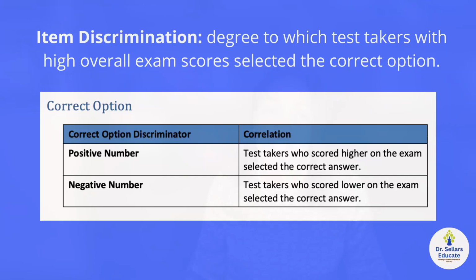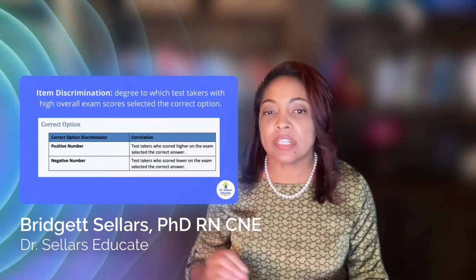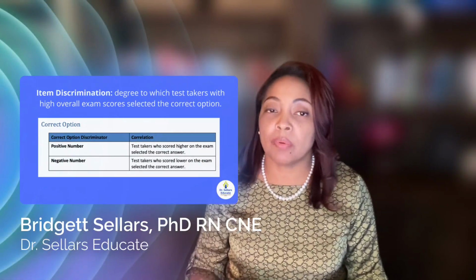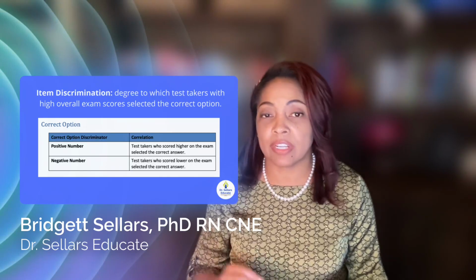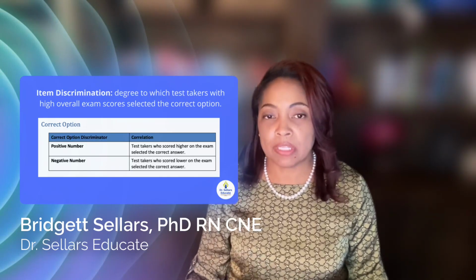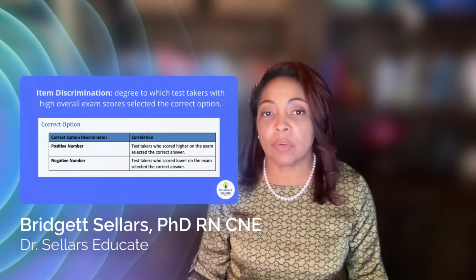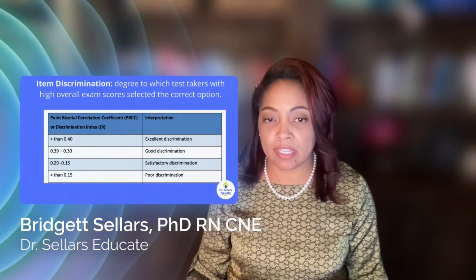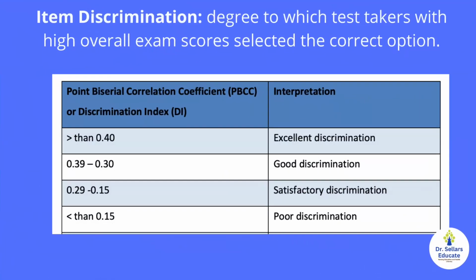If our correct option is negative, it means that test takers who scored lower on the exam selected the correct answer more often than our test takers who scored higher on the exam. So what do we want to do with that information? Well, we know that we're not able to validate that learning has happened with our high-performing students. So we want to consider what those numbers are, based on the discrimination scale that we have.